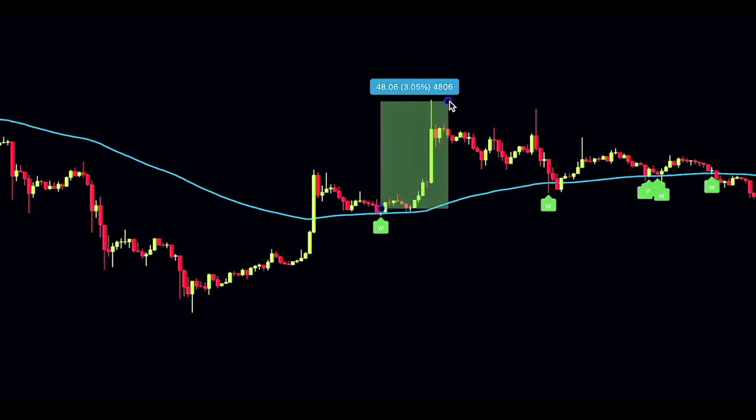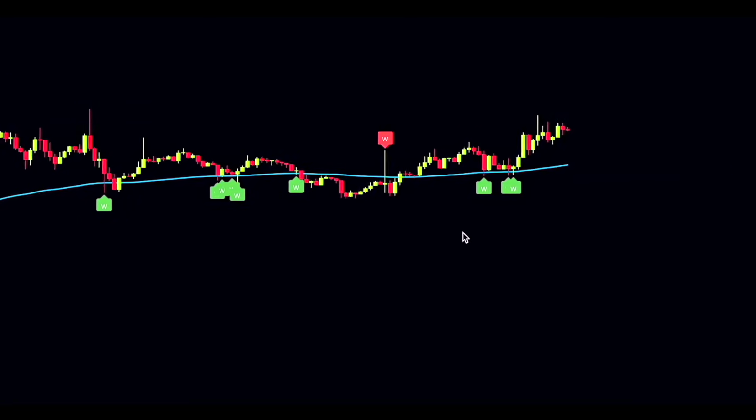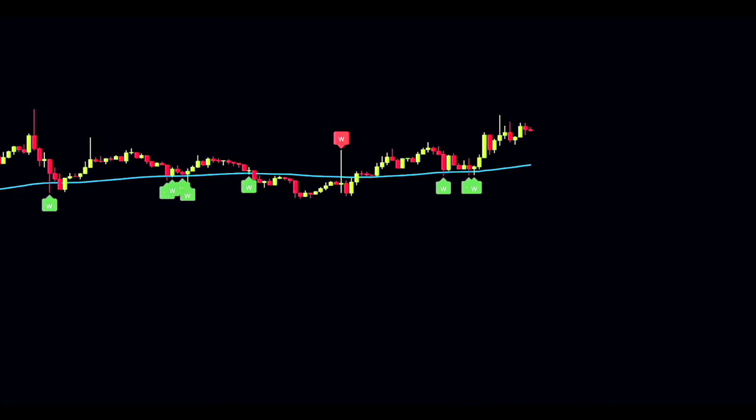But not every pullback leads to continuation. Sometimes the trend reverses entirely. That's why this indicator is so useful. It helps separate the good pullbacks from the bad ones.